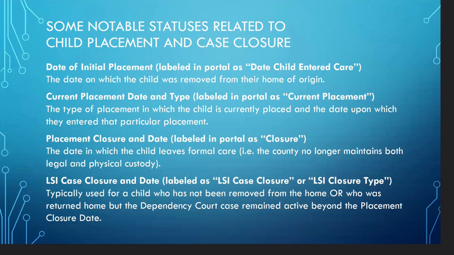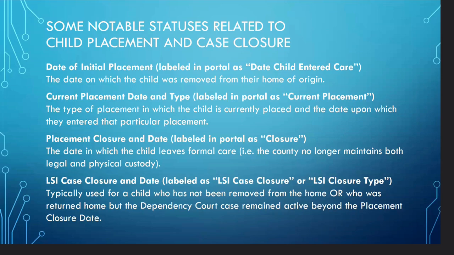Current placement date and type is labeled in the portal as current placement. This is the type of placement in which the child is currently placed and the date upon which they entered that particular placement. This date may or may not coincide with the date of initial placement. For instance, if a child is moved from a foster home to a kinship home, the date child entered care would remain the same, and the current placement date would be updated to reflect the change in placement.